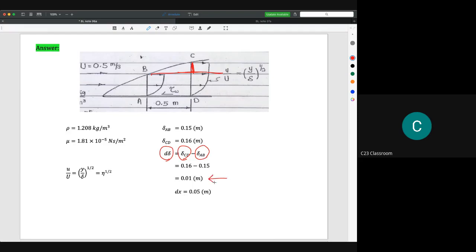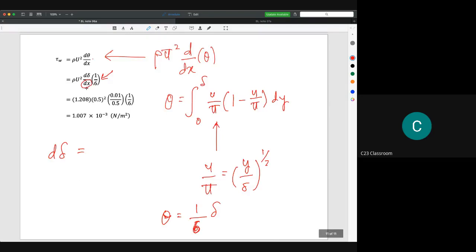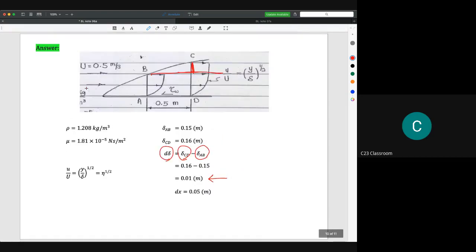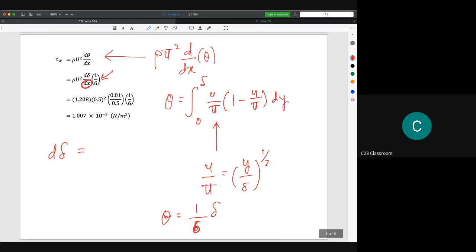And then the x here is actually the distance difference. Because we only want to calculate the shear stress between A and D, the distance is 0.5, so we substitute the value of dx as 0.5. We calculate all the values here, so we get tau wall for area AD. Tau wall for area AD is equal to 1.007 times 10 to the power of minus 3 newton per meter square.